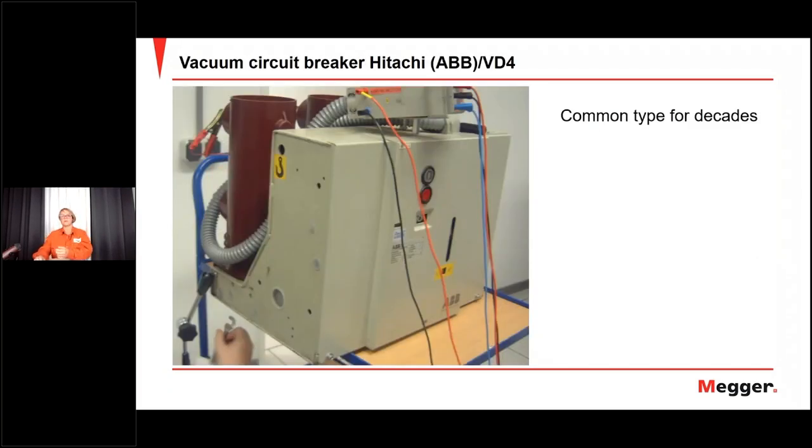I'm going to look at some different types here. This circuit breaker can be called many things. One thing is the name, of course. It's a Hitachi made as ABB VD4, and it has been a common type for many, many years. Another way to describe it is a three-phase withdrawable circuit breaker, 10 or 20 kV, and it's a vacuum breaker. So it has vacuum around the poles.